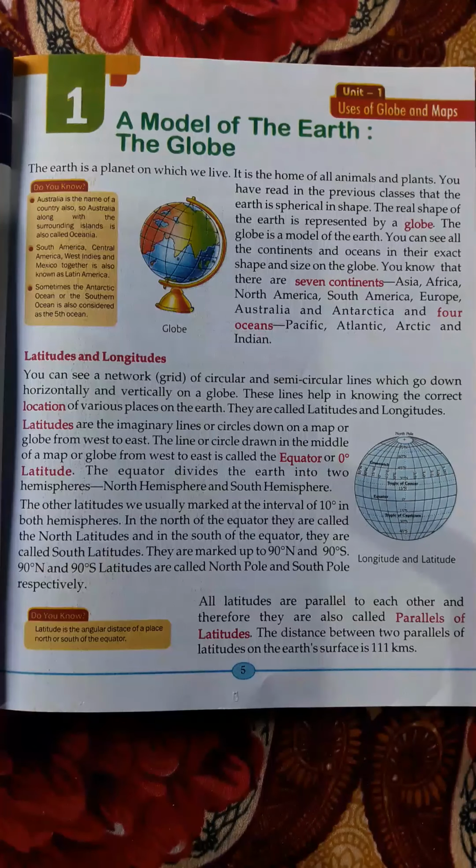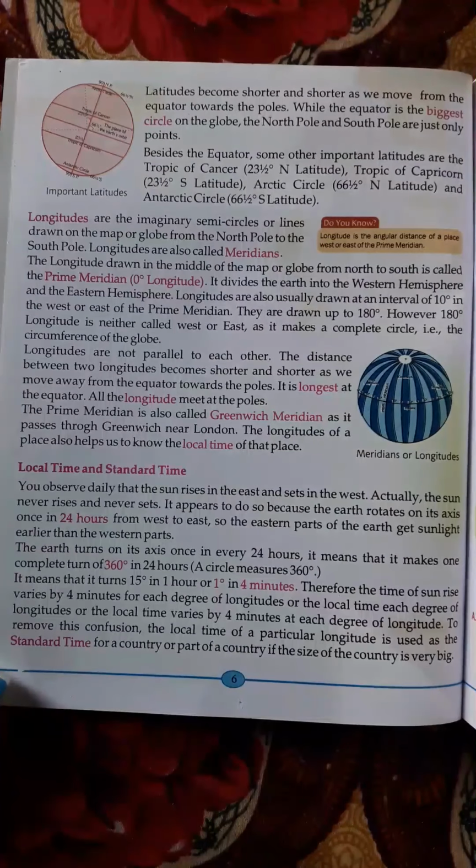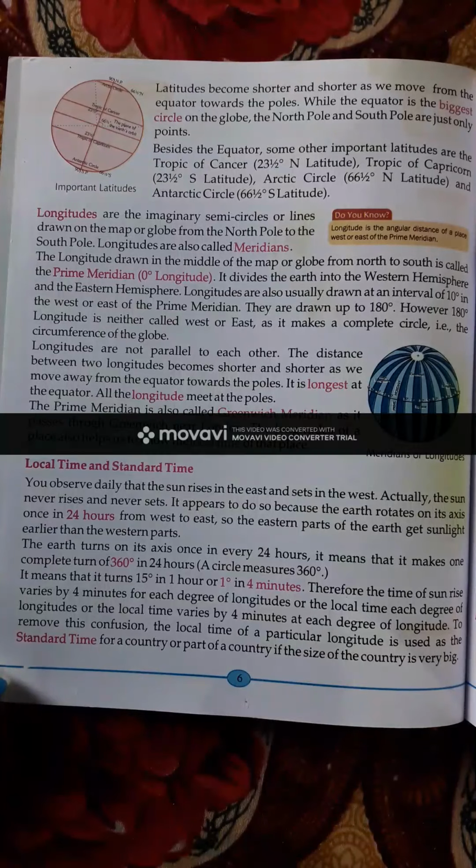All latitudes are parallel to each other and therefore they are also called parallels of latitude. The distance between 2 parallels of latitude on the Earth's surface is 111 kilometers. बच्चों, 2 लैटिट्यूड्स के बीच की जो दूरी है वो 111 किलोमीटर होती है, 111. ठीक है.